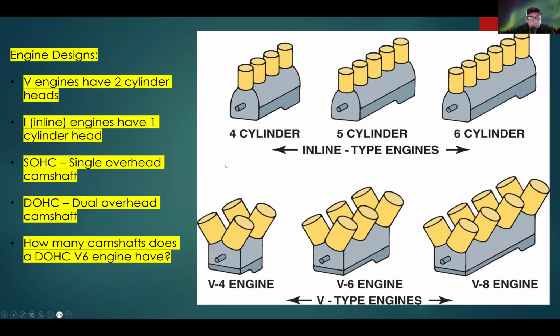I'm going to skip ahead a little bit here. This goes over just a little bit more terminology. We talked about inline engines, single overhead cam engines, dual overhead cam engines. The main difference is the camshafts that open the valves. Some engines have 1 per cylinder head, or they'll have 2 per cylinder head. So single overhead cam has 1, dual overhead cam has 2. Most modern engines are dual overhead camshafts, meaning they have 2 camshafts per cylinder head.